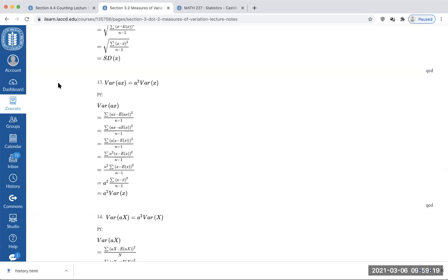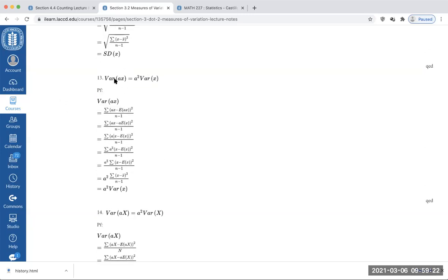Okay, so now I see at the end we're going to do it also. So I'll keep on this for a little while. So the variance of ax is just a squared times the variance of x.